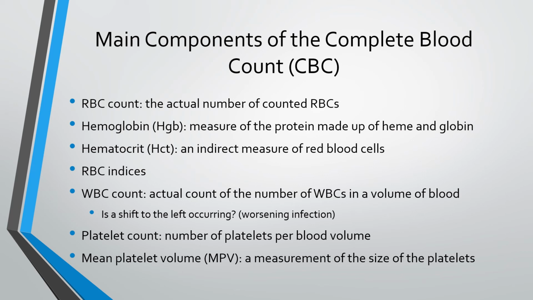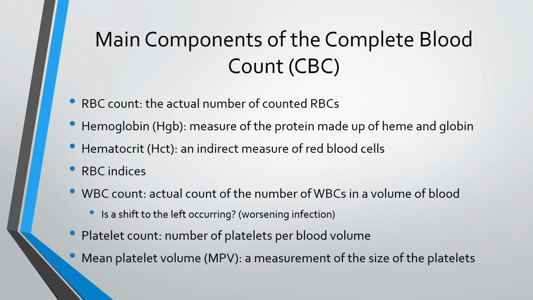These are our main components of a CBC. RBC is the actual number of the counted red blood cells. Hemoglobin and hematocrit may vary based on how much blood is in our patient's system. RBC indices measure the cell diameter.